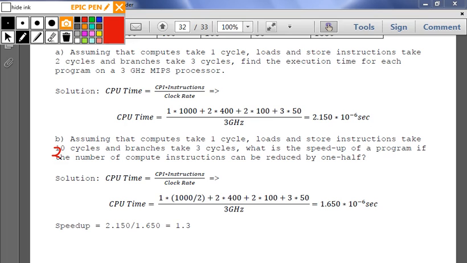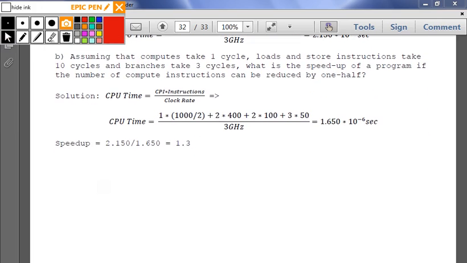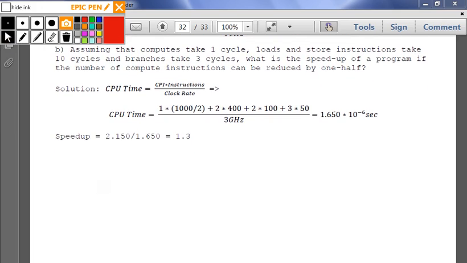And for those of you in the back, let me scroll up. Maybe I should ask the computer that as well. Here we go. So part B, it's the same thing. What is the speed up of the program if the number of compute instructions can be reduced by 1/2? So it's the exact same equation: 1 CPI times 1,000 divided by 2. And then from there, just the exact same calculation. And that's how we're able to get this.